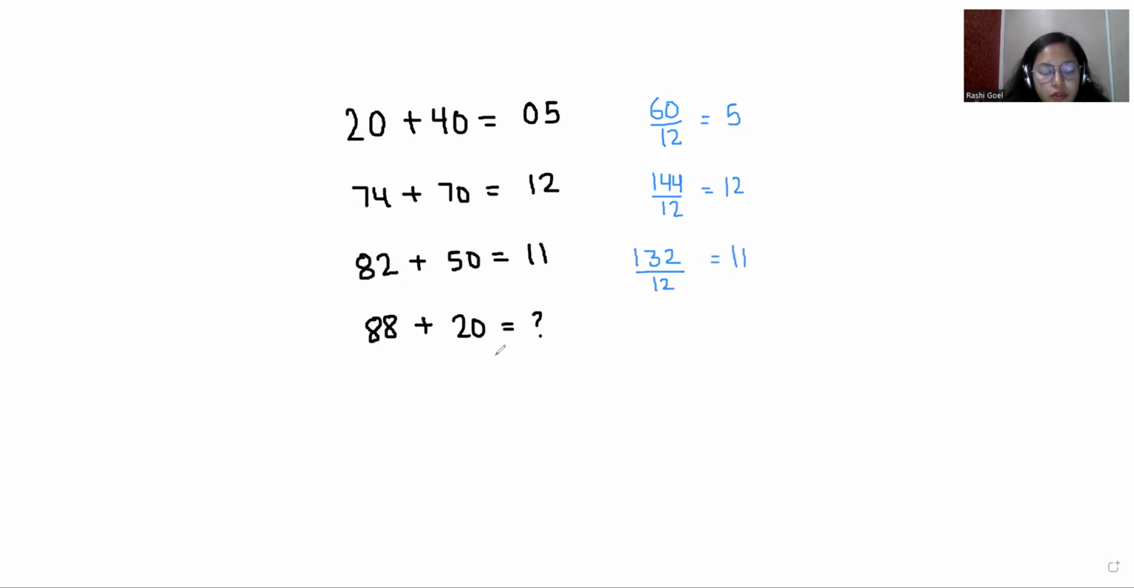Now, 88 plus 20 is 108. And when we divide it by 12, we get 9. So the answer for this question mark is 9.